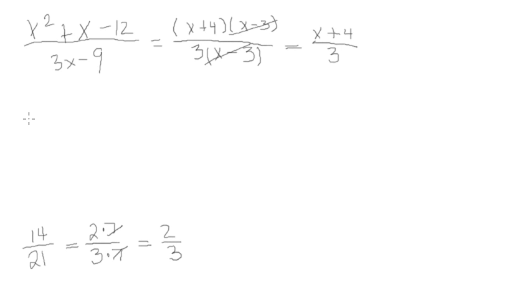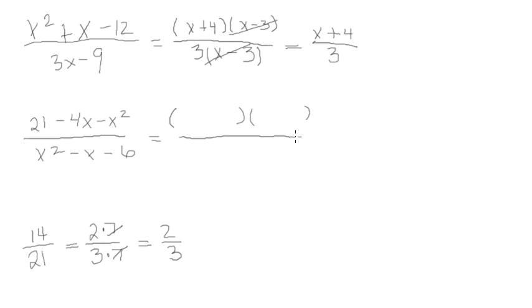For this one, my original problem is 21 minus 4x minus x squared divided by x squared minus x minus 6. So immediately I know I'm looking to factor. The polynomial in the numerator is going to be a little bit of a challenge because it's not written in standard form, but it's still factorable.